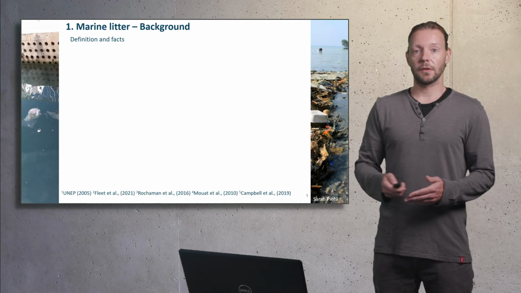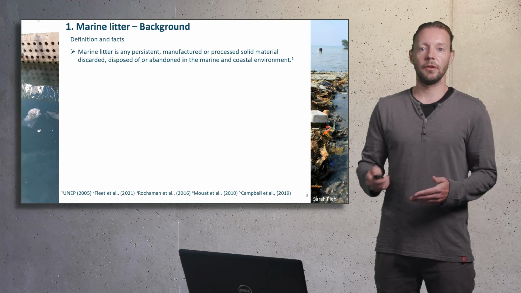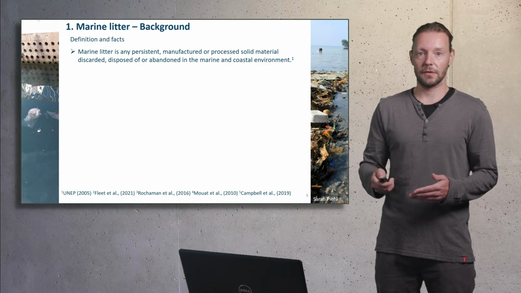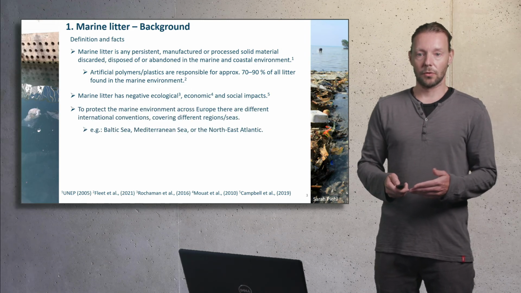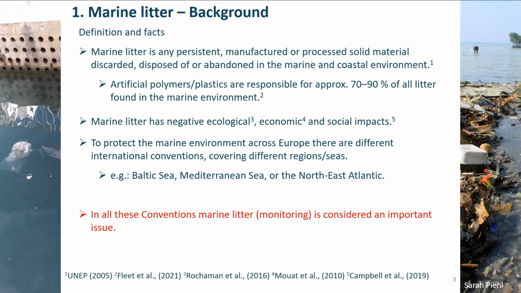So first, what is marine litter? Marine litter is any persistent solid material that is entering the marine environment due to human activities. Most of it is plastic and it has negative impacts. So to protect the marine environment, there are many different international conventions, for the Baltic Sea or the Mediterranean Sea, for example. And in all of these, marine litter and marine litter monitoring is considered a very important issue.